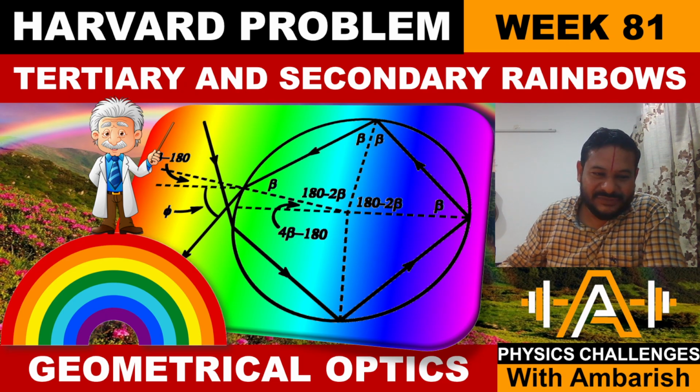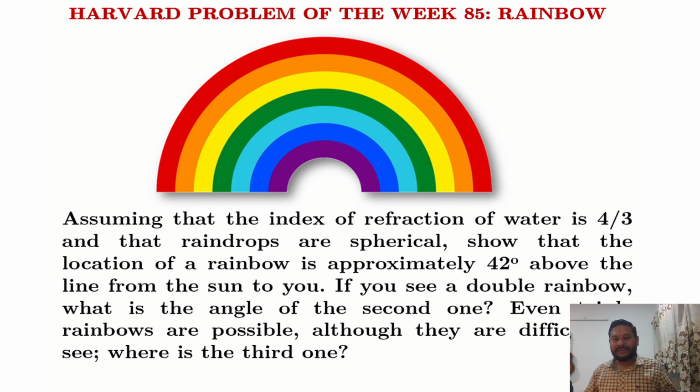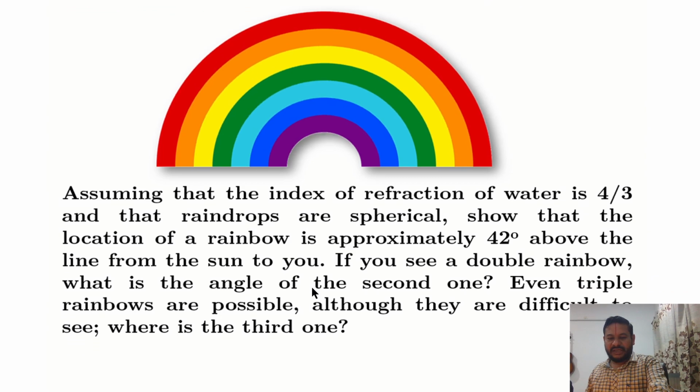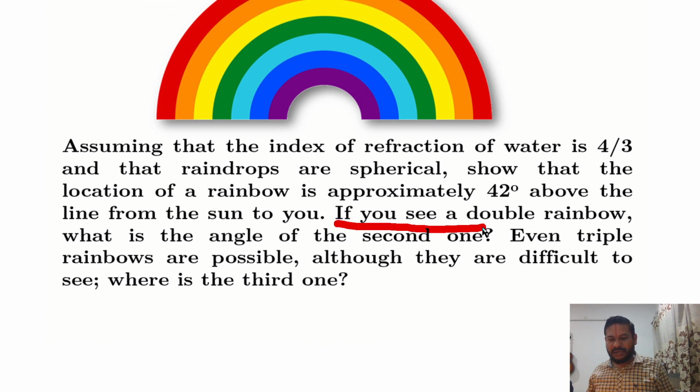So what's the problem? Let me just read out the problem. Assuming that the index of refraction of water is 4 by 3 and that raindrops are spherical, show that the location of the rainbow is approximately 42° above the line from sun to you. This is the first part of the problem. And then if you see a double rainbow, what is the angle of the second one?